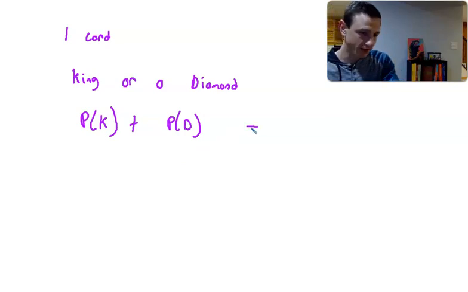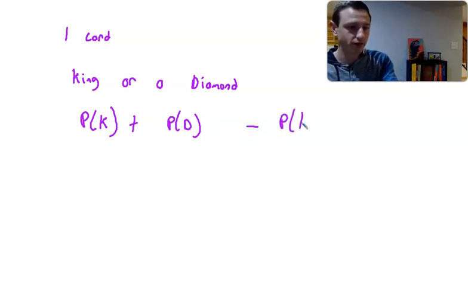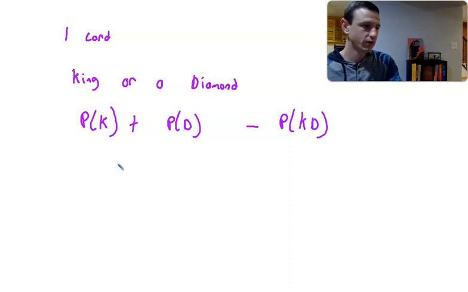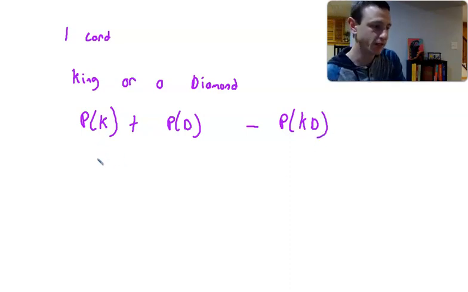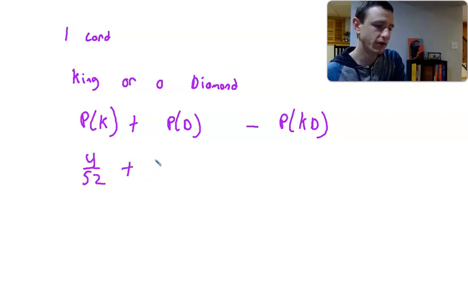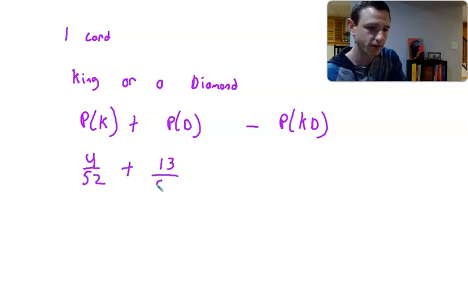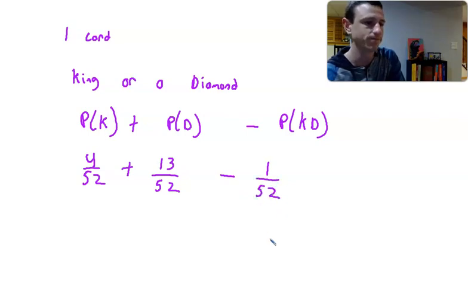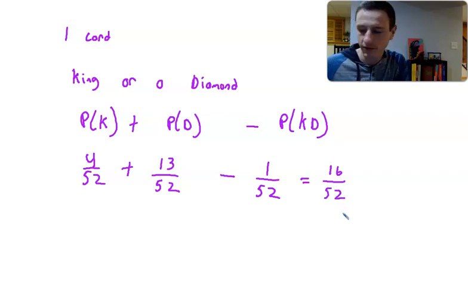So I want to subtract off the probability of the king of diamonds. So the probability of a king, there are 4 kings in the deck out of 52, plus there are 13 diamonds in the deck out of 52, minus that single overlapping card, the king of diamonds, so 1 out of 52. We have 4 plus 13 is 17. 17 minus 1 is 16. So 16 out of 52.